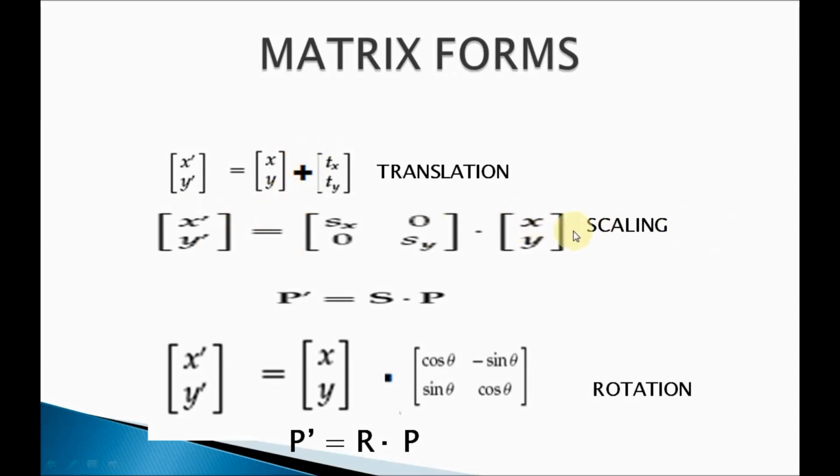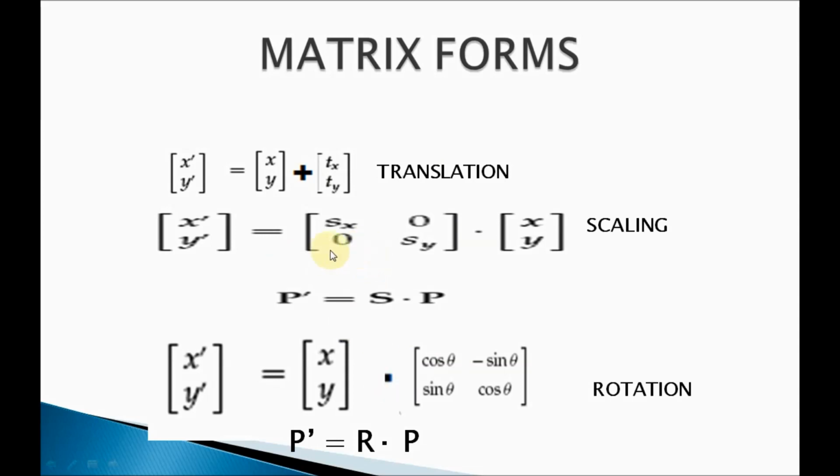This is the scaling matrix form. In scaling you can see you are using a multiplication operator, and in rotation also you are using a multiplication operator, right? So in translation you use the addition operator; in rotation and scaling you use the multiplication operator. This is very important, remember that.